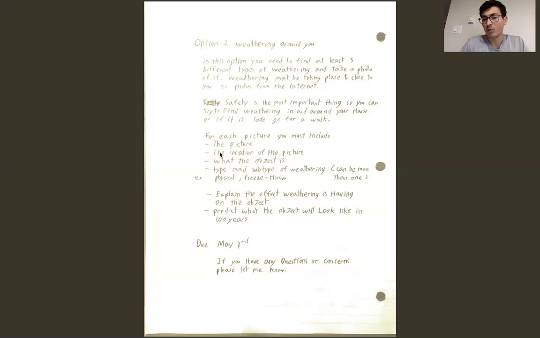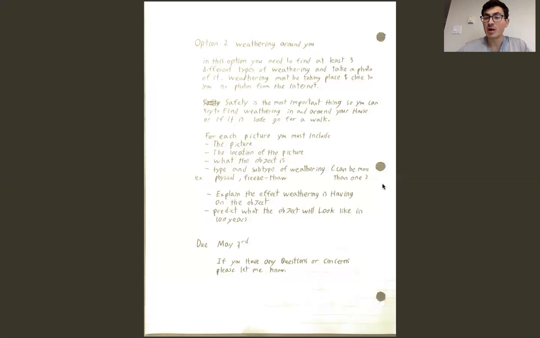And then I want you to predict what this object will look like in about 100 years, give or take a little bit. So that could be, well, in about 100 years, this rock's going to continue to break apart because it's near water, or it's constantly exposed to water, and it's constantly going to get frozen. And you can also talk about other types of weathering in that as well. If you have an object that has multiple types of weathering that is obvious, you can talk about more than one type of weathering. I would like you to do this for each of the 3 photos. If you wanted to include another photo, you definitely can, if you find some interesting weathering around you.